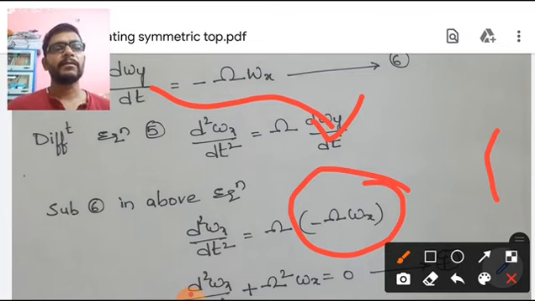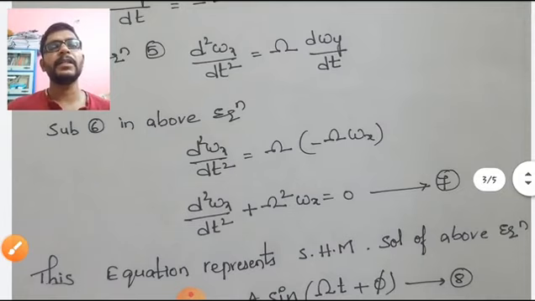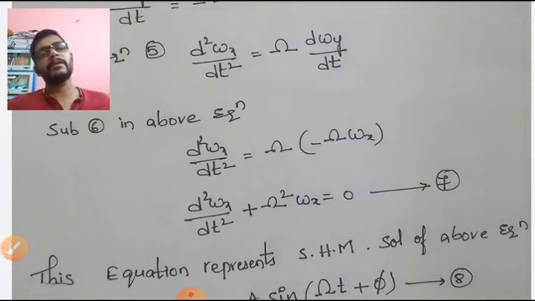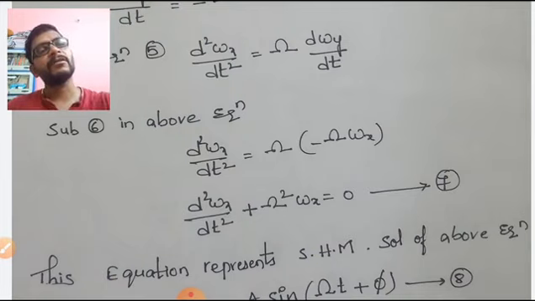Now after substituting we'll get one equation: d square omega x by dt square plus capital omega square omega x is equal to 0. That equation represents simple harmonic motion. Thus the equation represents simple harmonic motion. And from this equation, let us solve it.